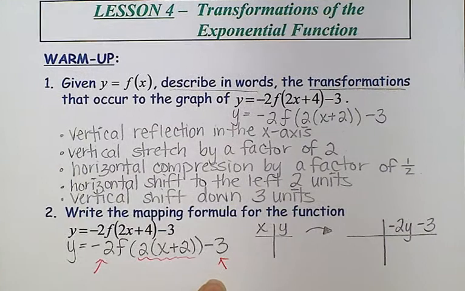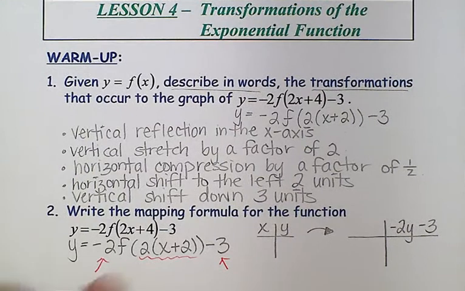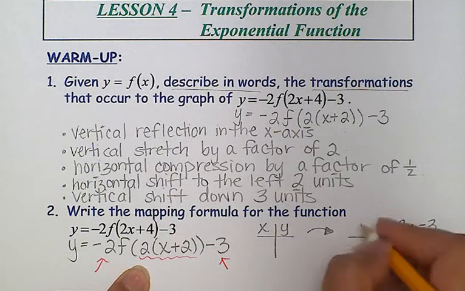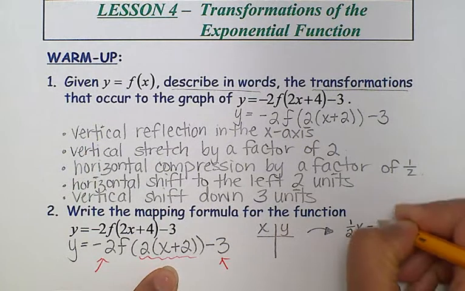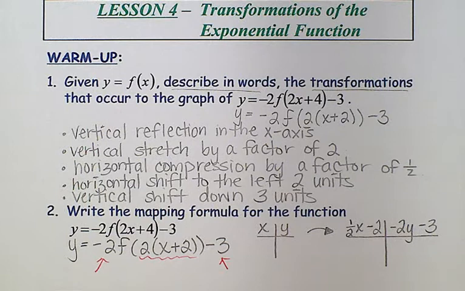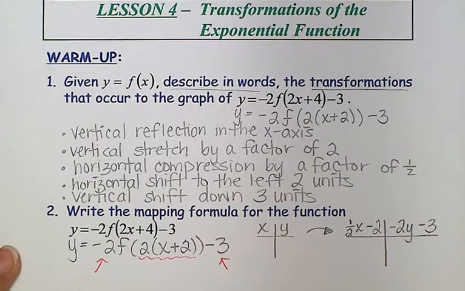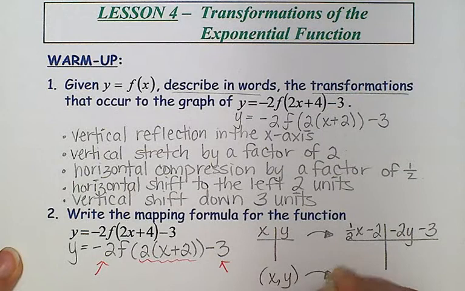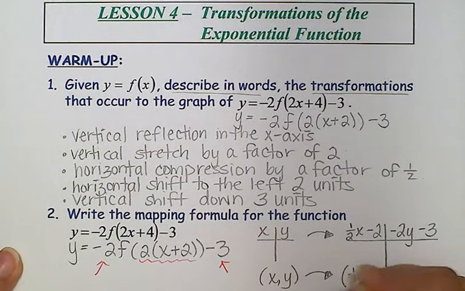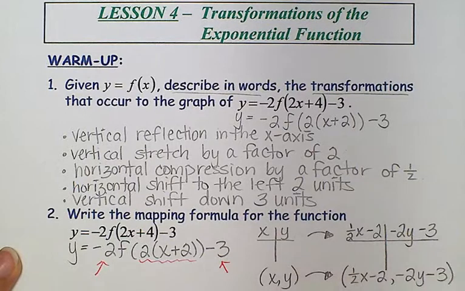And I'm going to do something similar for my x values, except everything's backwards with x. So I'm actually going to multiply my x values by 1/2, since they're being compressed, and then I'm going to subtract 2 since they're being shifted to the left 2. Okay? And so there's our mapping formulas. You could have also written them as points, so you could have also written this as x and y being transferred to 1/2 x minus 2 and negative 2y minus 3. So that's just another way of writing a mapping formula. They both mean the same thing, just two different notations.